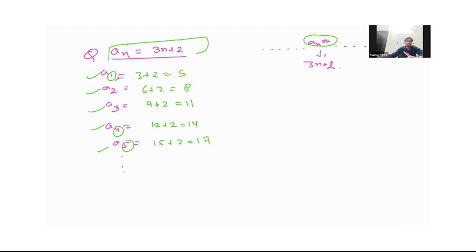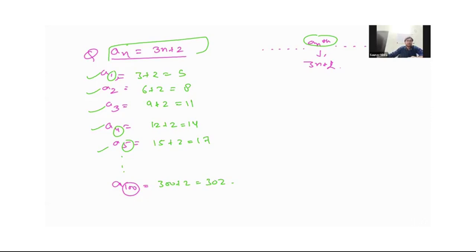So in this way you have to calculate the terms of the sequence. If they ask you to find the 100th term, how to find it? Put n is equal to 100 in the main sequence. It will be your 3 into 100, 300 plus 2, 302.